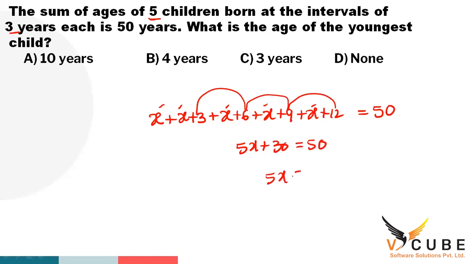So 5x is equal to 20, so 50 minus 30, 20. 5 ones are 5, 5 fours are 20. X is equal to how many years, guys? 4 years.